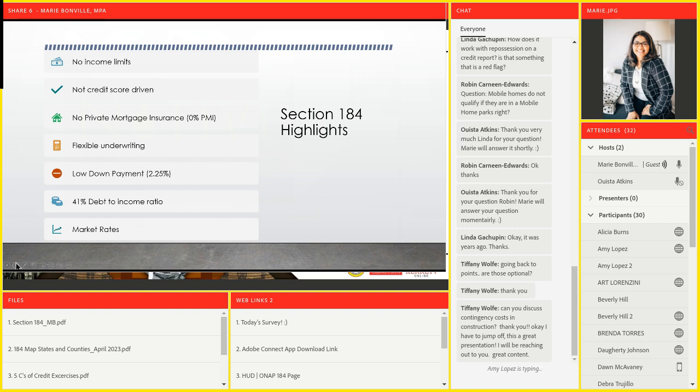Flexible underwriting. You're not getting a computer. This is an actual person doing it. Low down payment, 2.25%. I showed you what FHA is. Conventional would be even higher. So that's affordable for most of us. This is a big one.